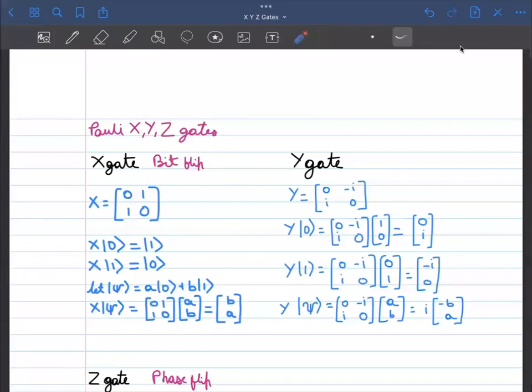Hello everyone, today we'll be discussing the Pauli X, Y and Z gates. First we'll see the math behind these gates and then implement them using Qiskit. These gates are single qubit gates, meaning they work on a single qubit. These gates transform a qubit from one state to another, that is, it evolves the state of a qubit.